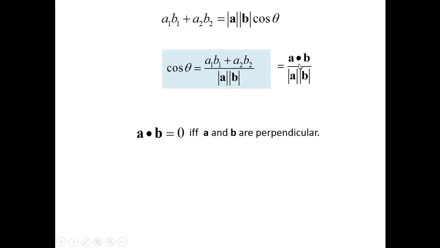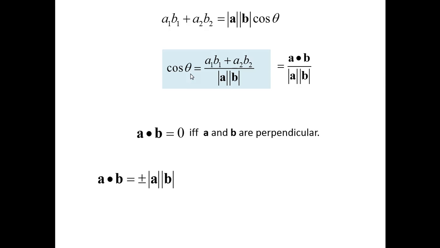If A dot B is 0, that means the cosine of the angle between them is 0. Well, the cosine of 90 degrees is 0. So that's right where that comes from. So if A dot B equals 0, you know the vectors are perpendicular.